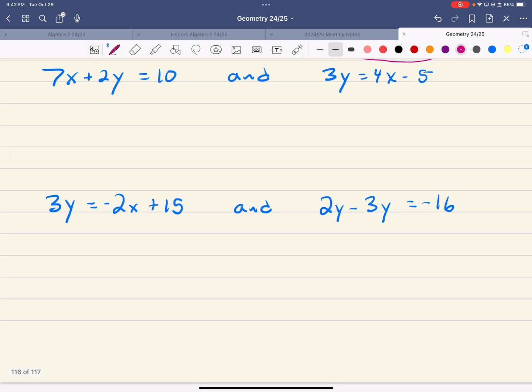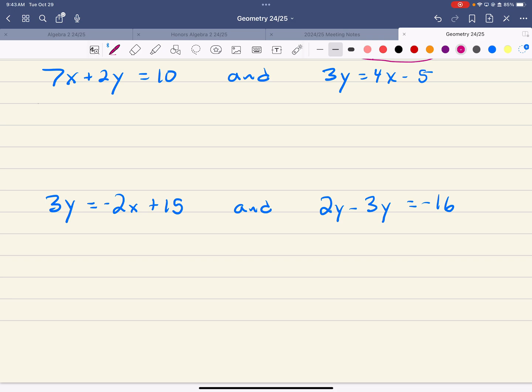7x plus 2y equals 10, and 3y is equal to 4x minus 5. Again, we want to know if they're parallel, perpendicular, or neither. They just might intersect somewhere. They have the same slope, they're parallel. Opposite reciprocals, product is -1, they're perpendicular. If they're neither of those, it's neither.